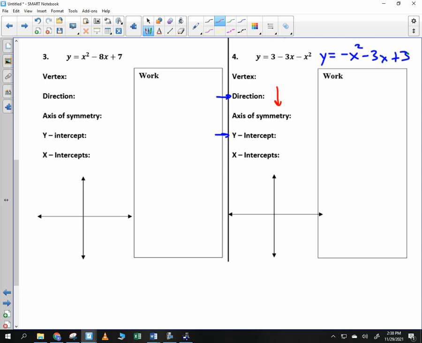As we see, the x squared is negative. What's the y-intercept? Y-intercept is 3. The equation for the vertex is negative b divided by 2a. What is negative b? Divided by twice the a value of -2. 3 divided by -2 is -1.5.